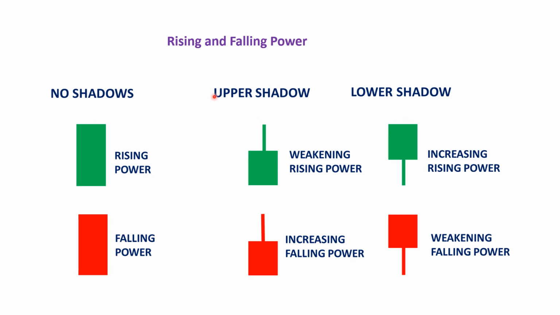Look at this one. Only upper shadow. These two have only upper shadow. The first one is weakening rising power. The second one is increasing falling power.